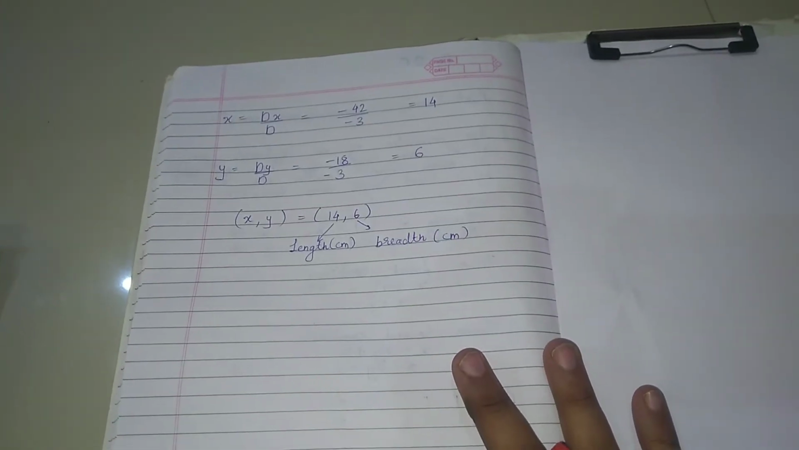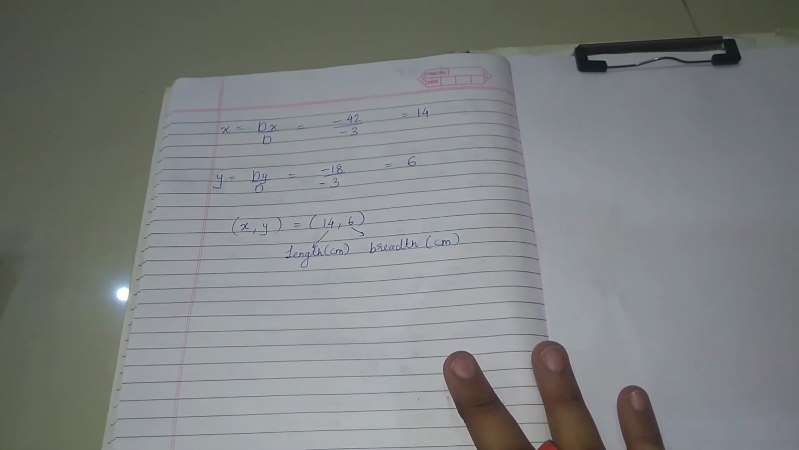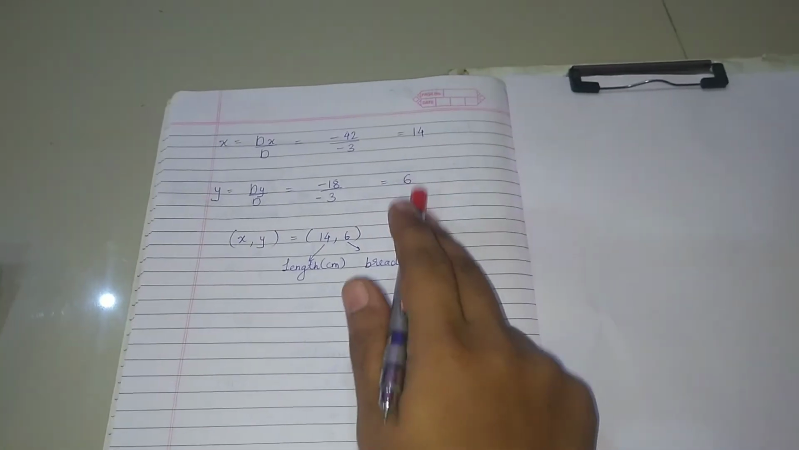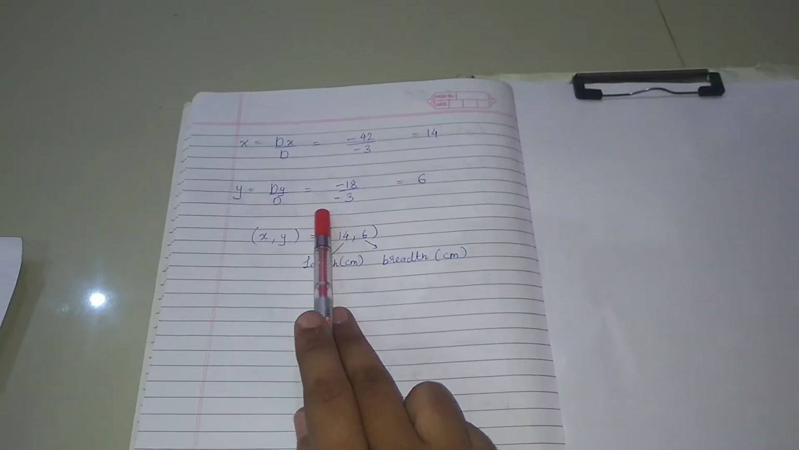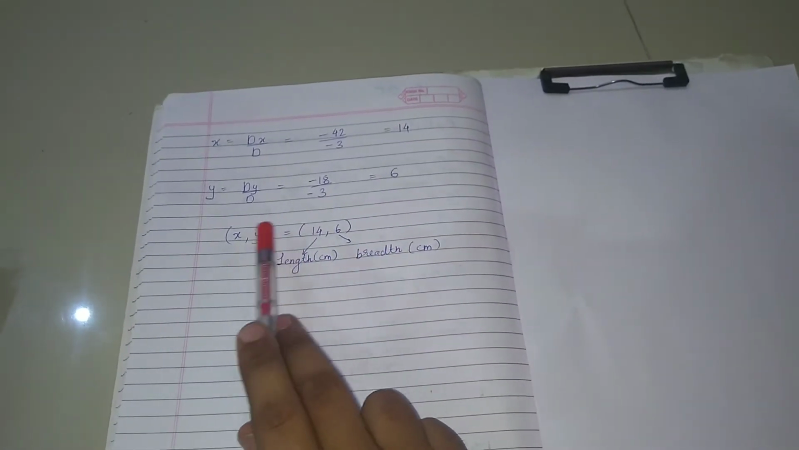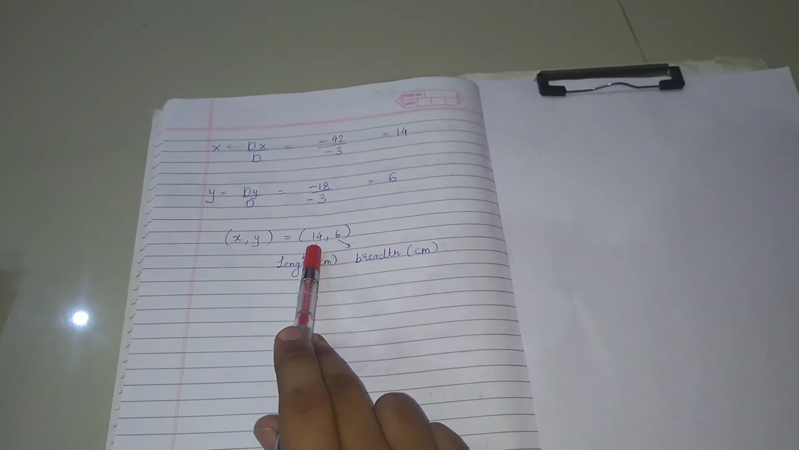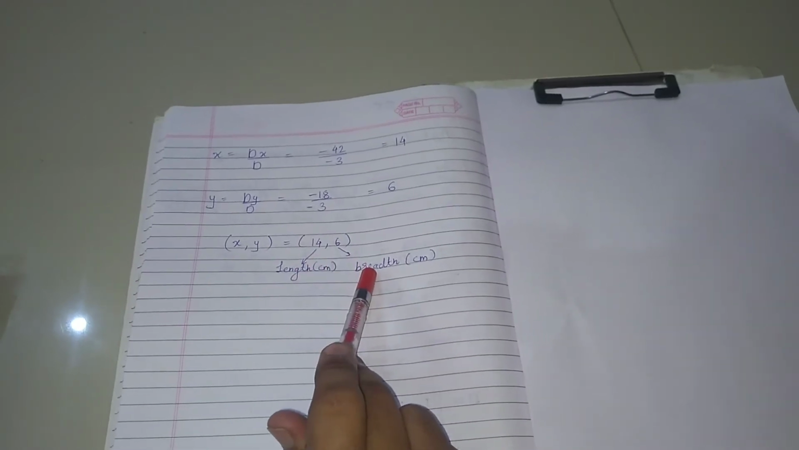Okay, so the formula for Cramer's rule is x equals Dx upon D. Dx is minus 42, D is minus 3, so the answer will be 14. How to find y? Dy by D, that is minus 18 upon minus 3, which equals 6. So (x, y), that is (14, 6), is the solution. But now, what is 14 and what is 6? 14 is the length and 6 is the breadth.